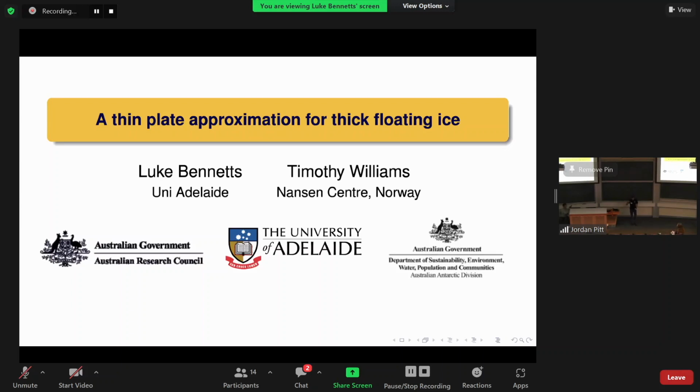So look, I've put a very obvious contradiction into the title of this talk, the thick, thin contradiction. The contribution of what I'll talk about is how to apply a thin plate approximation to thick floating ice, like an ice shelf, whilst not completely abandoning the thickness of the ice.